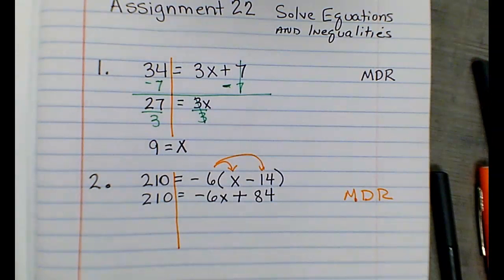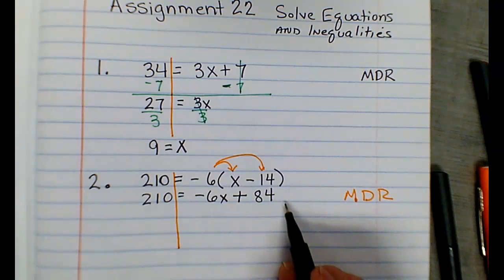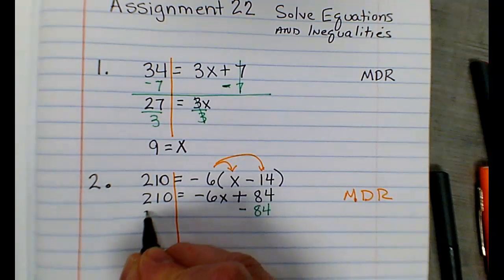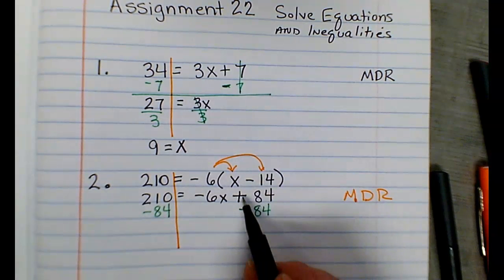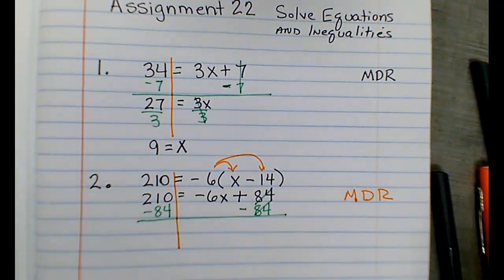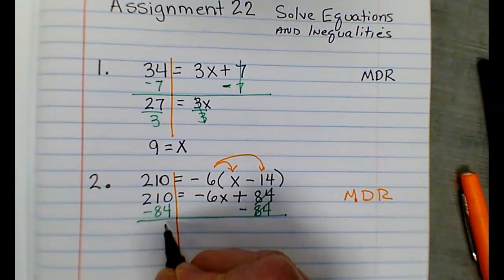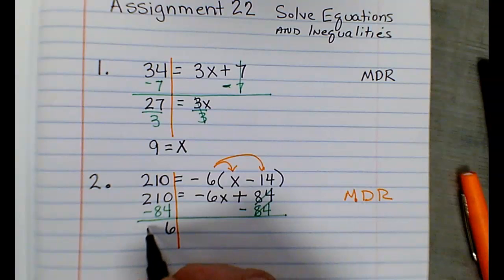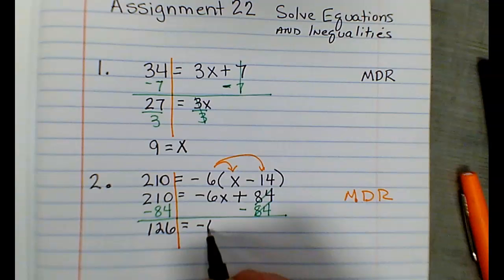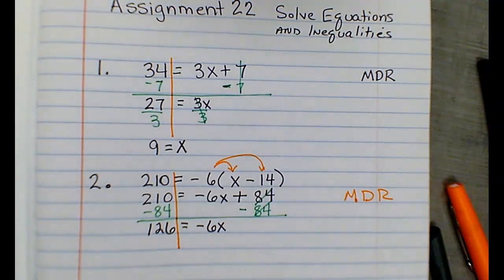This divides my equation into a left-hand side of the equation and the right-hand side of the equation. I need to move the 84 to the other side. The opposite of positive is negative, so that these will cancel out. When I subtract that, I get 126 equals negative 6x. To solve for the x, I need the x by itself.